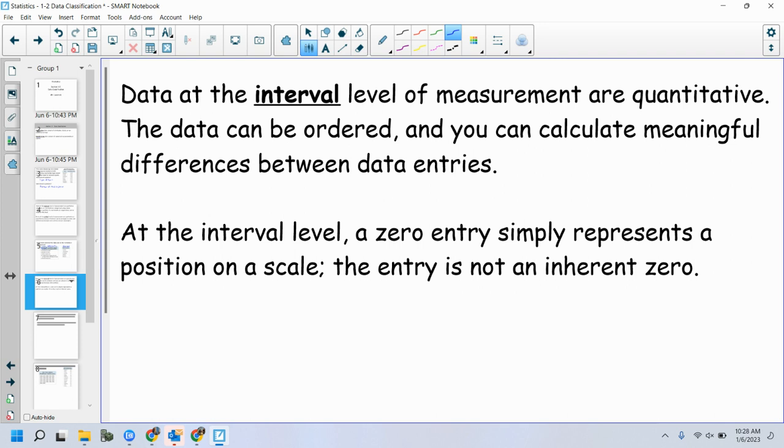Think about it in terms of Fahrenheit to Celsius, right? 0 Fahrenheit calculates to something in Celsius. Think about 32 degrees in Fahrenheit. What's that in Celsius? 0, right? So 0 is really just a position on a scale, whether you're talking about Celsius or Fahrenheit. So it depends: is 0 just a position? If it is just a position in whatever data you're talking about, then you would categorize that as interval level.